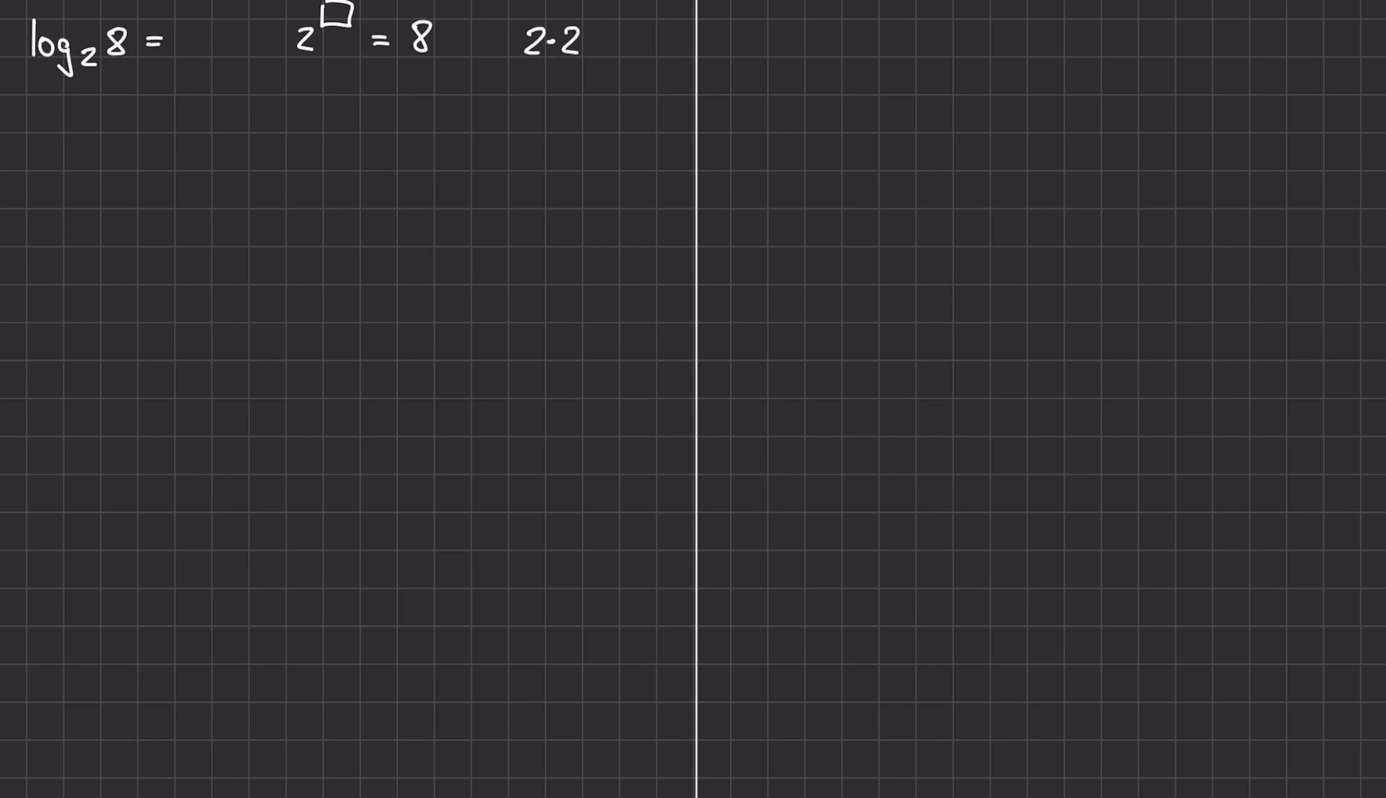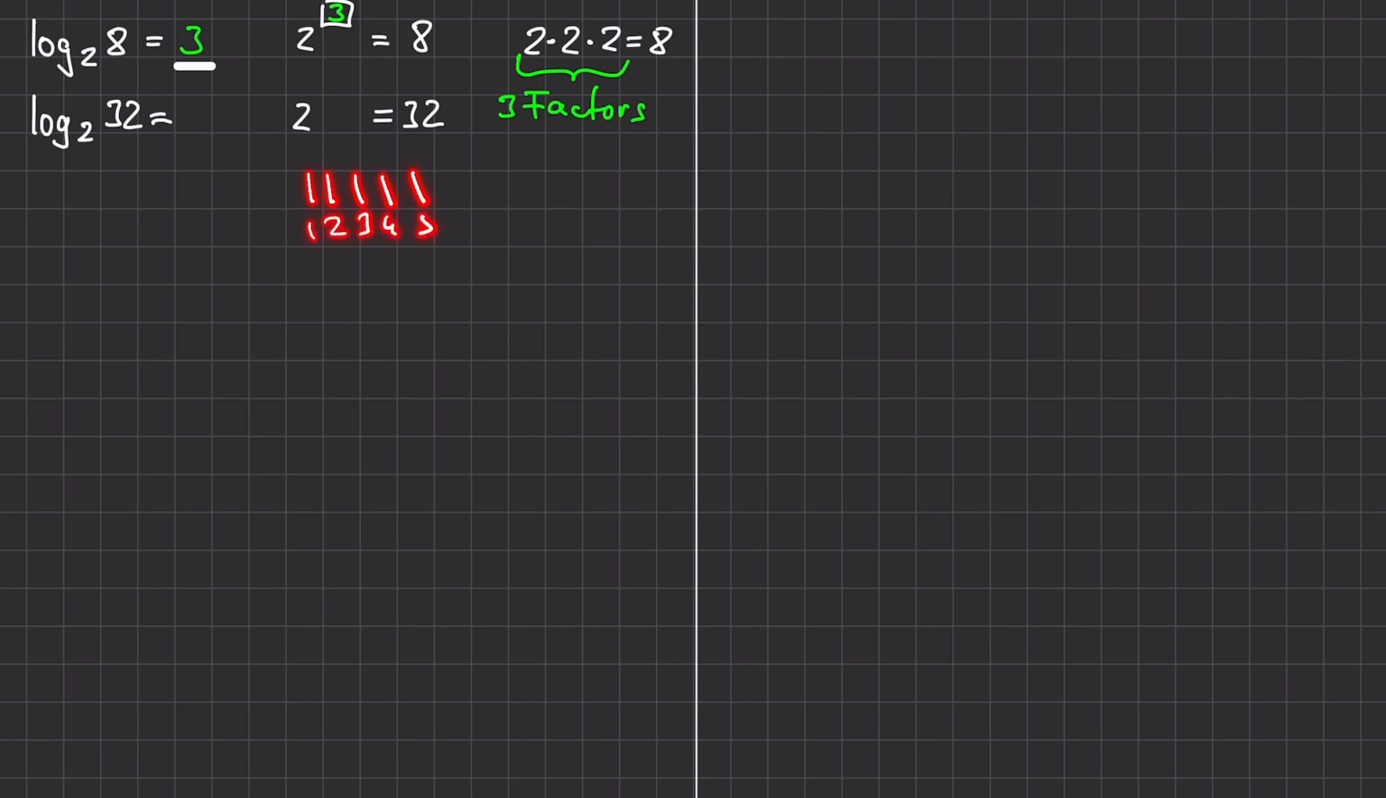2 times 2 is 4, times 2 is 8. So log base 2 of 8 equals 3. What is log base 2 of 32? Again, what must 2 be raised to get 32? You can use your fingers to count. 2 times 2 is 4, times 2 is 8, times 2 is 16, times 2 is 32. So log base 2 of 32 equals 5.